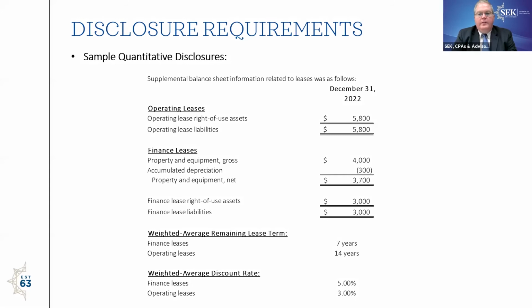Supplemental balance sheet information is another disclosure. For operating leases, you need to disclose the right of use assets and the operating lease liabilities. For finance leases, you have to disclose the property and equipment, accumulated depreciation, and property and equipment net of those assets that are subject to those finance leases. And again, you need to disclose the right of use assets and the lease liabilities for those finance leases also. The weighted average remaining lease term and the weighted average discount rate, again, broken out between finance and operating leases, are also required disclosures.